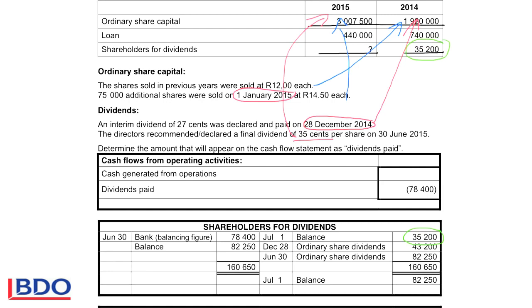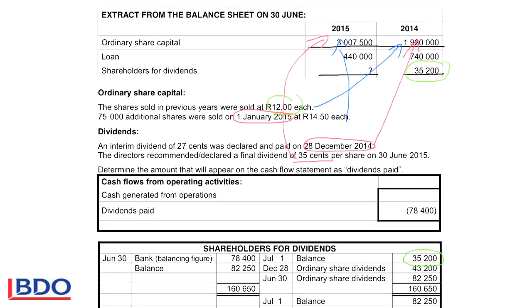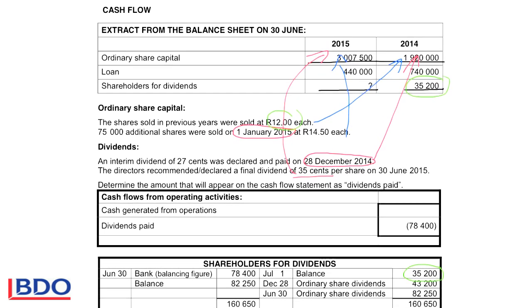The old shares were sold at 12 Rand each. So if I take that 12 Rand into account and I look at the total capital that was obtained up to the end of the previous year, 1,920 million, and I divide it by the 12 Rand, I can determine how many shares were sold in previous years. If I know how many shares were sold in the previous years, I can multiply that with the 27 cents and I can determine what was the interim dividend.